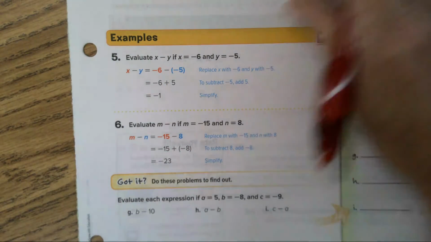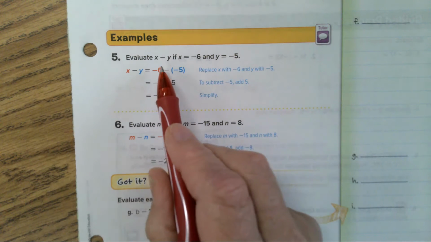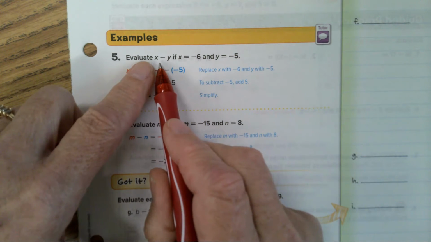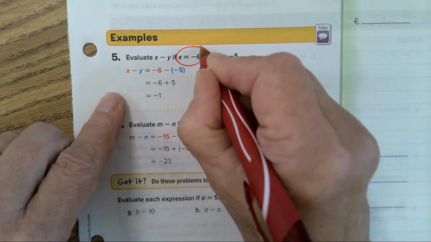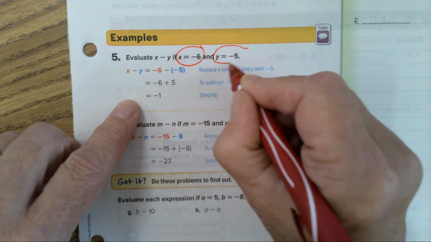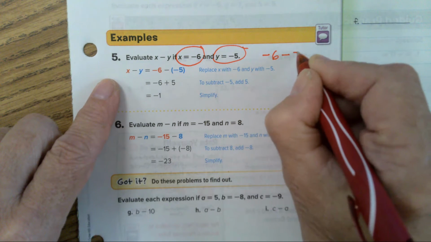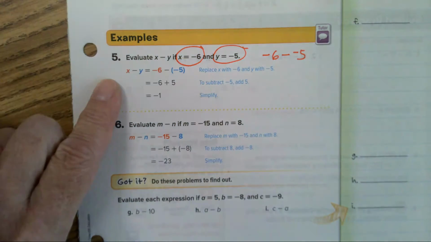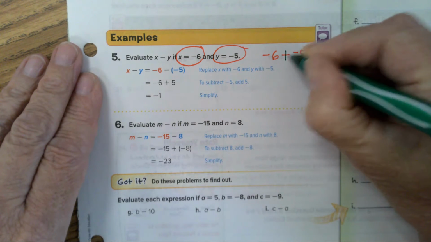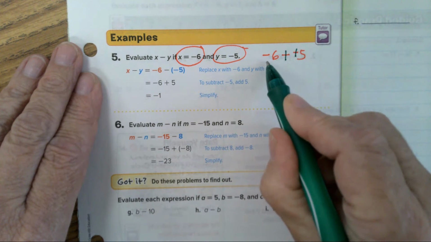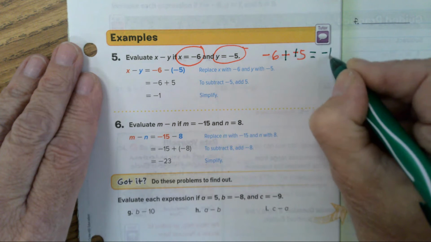Here, it's going to have you do different values for x and y. This says, evaluate x minus y. You're going to replace x with a negative 6 and y with a negative 5. So you will have negative 6 minus a negative 5. Now, you have to change it to an addition problem. Add the opposite. Negative 6 plus a positive 5 is a negative 1.